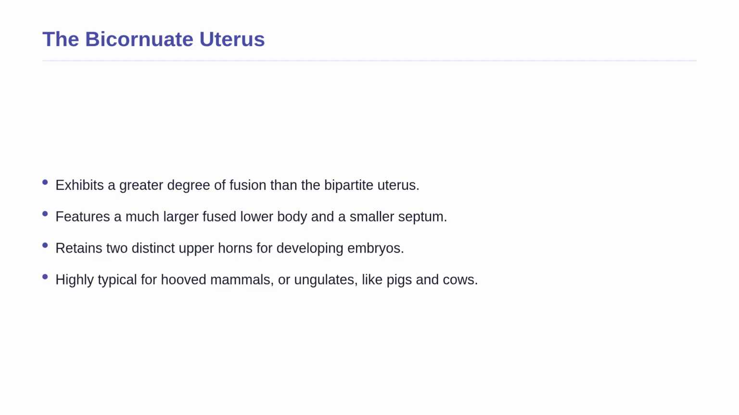Continuing our progression of fusion, the next type is the bicornuate uterus. This type is very similar to the bipartite uterus, but it features a much larger fused lower body and a significantly smaller septum. The two horns are still present, but the unified central chamber plays a larger role. This anatomy is highly typical for ungulates, which are hoofed mammals like pigs and cows. It represents an evolutionary middle ground, capable of supporting either a small litter or a single larger offspring, depending on the specific species.